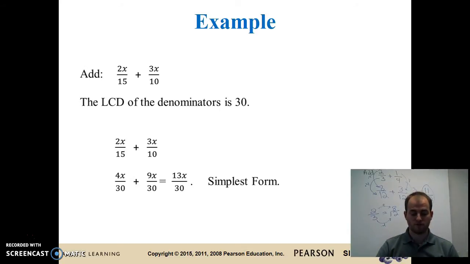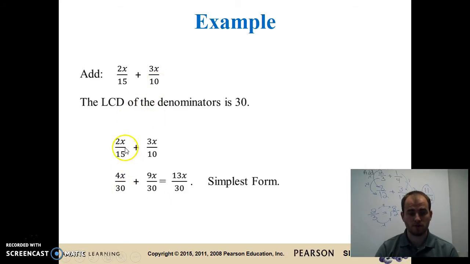3/4 plus 1/6. Letter D has variables involved. 2x over 15 plus 3x over 10. Again, the least common denominator would be 30. It's the smallest thing that 15 and 10 go into. If you're having trouble finding that, remember you can write out the multiples of 15. 15 times 1 is 15. 15 times 2 is 30. 10 goes into 30.